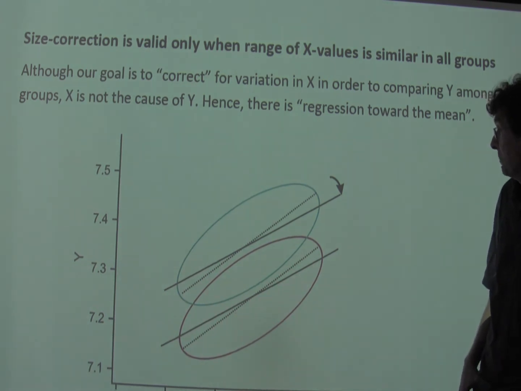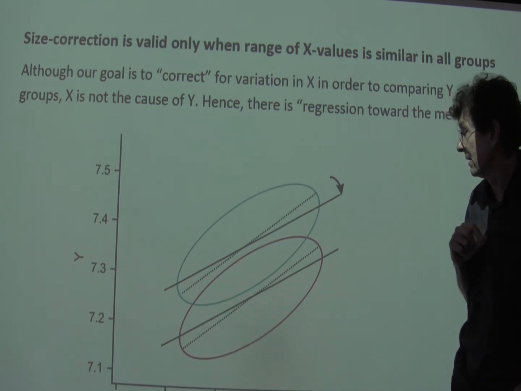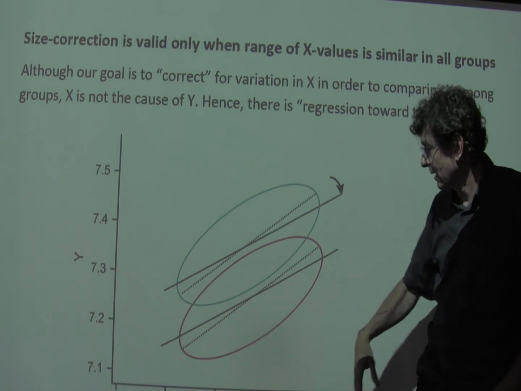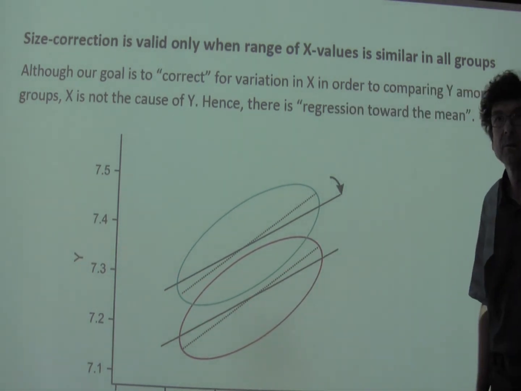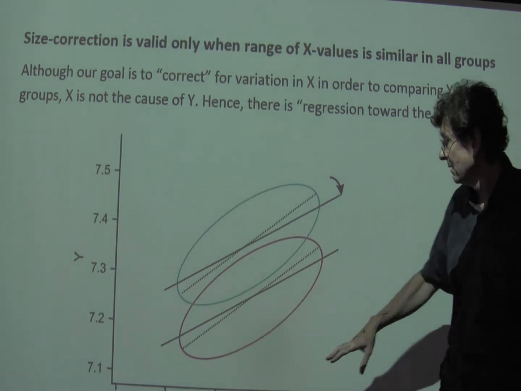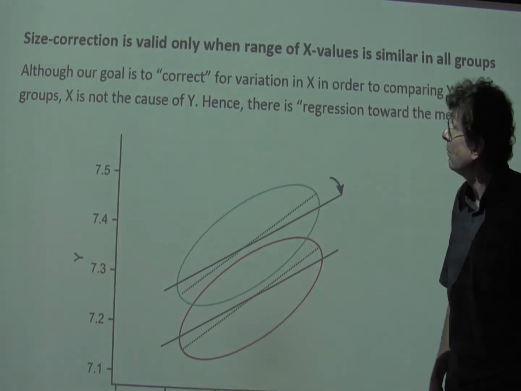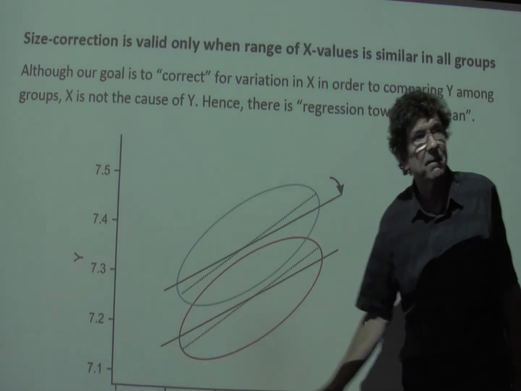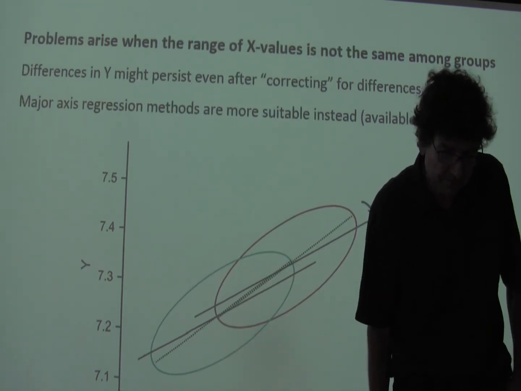But what I want to point out is, again, just a warning, and I won't be able to get into too much detail here, that the method only works when the range of x's is actually the same between the two groups. So analysis of covariance and correcting for body mass so that you can ask whether brain sizes are different will mislead if these two groups are offset and they do not have the same mean value of x. And the reason for that is regression toward the mean.